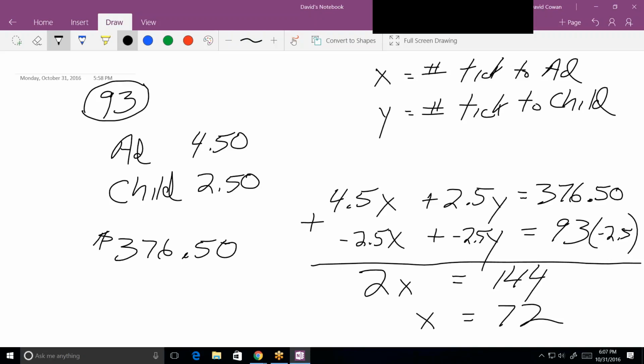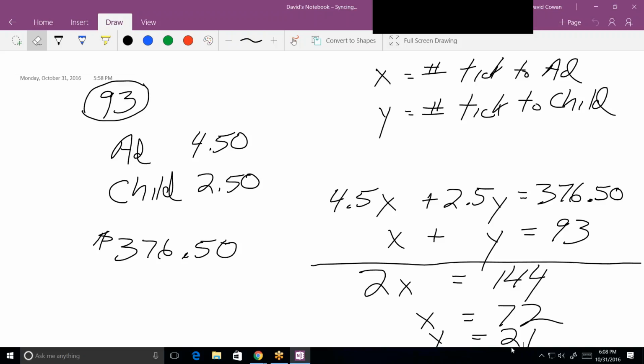93 minus 72. 21. Yeah, good. And to get the other variable, you're almost always going to go into the simplest equation, and the simplest equation is the one that I used, the one that I multiplied by. In other words, it's easier to solve for y from this equation here than it is from either equation number 1 or the modified equation number 2. And that's almost always the case. You're almost always going to want to go back into the equation before you multiplied.